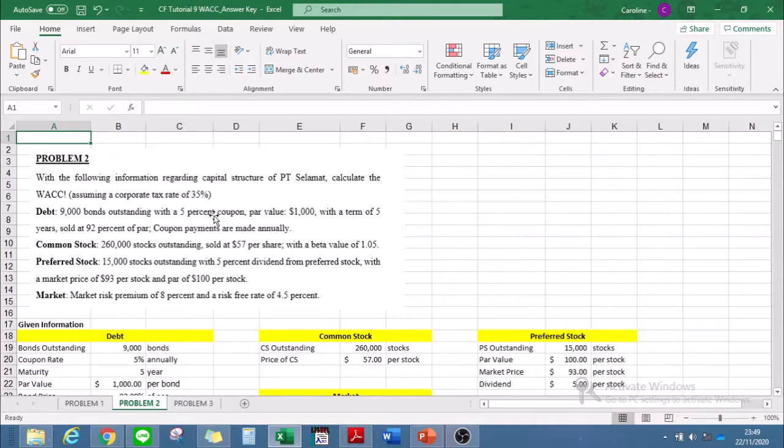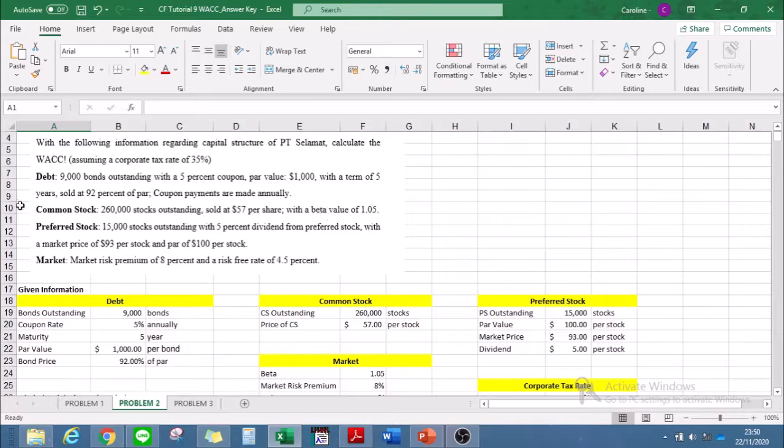With the following information regarding capital structure of PT Selamat, calculate the WACC or weighted average cost of capital, assuming a corporate tax rate of 35%. You are given information. So this company uses three sources of finance: debt, common stock, and preferred stock. The company has 9,000 bonds outstanding with a 5% coupon, par value $1,000 with a term of 5 years, sold at 92% of par. Coupon payments are made annually.